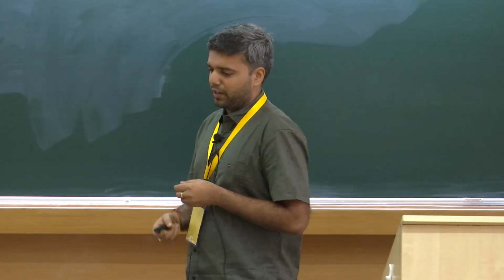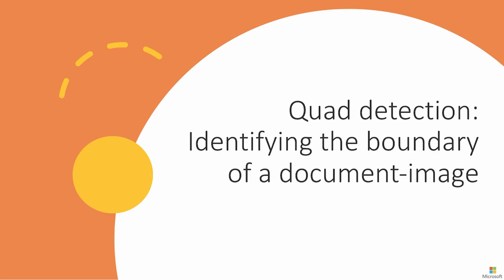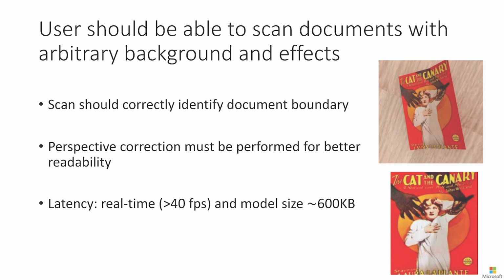So now coming to the quad detection scenario. So detecting the boundary of the image which is being shown, the document image. So what is the scenario? The user should be able to scan the document with arbitrary background and effects, right? So scan should identify the document boundary, it should do the perspective correction, and all this should happen again in real time.